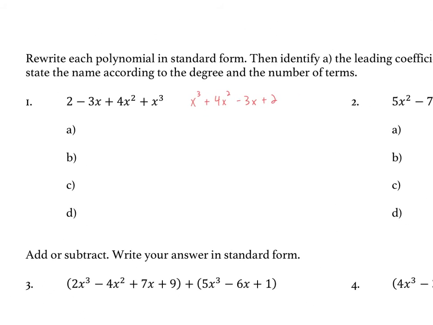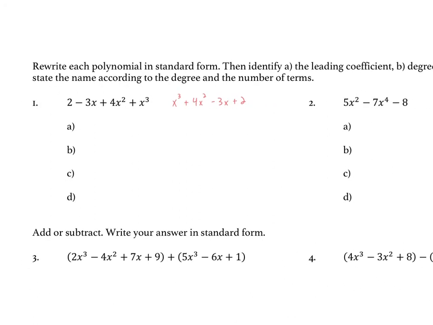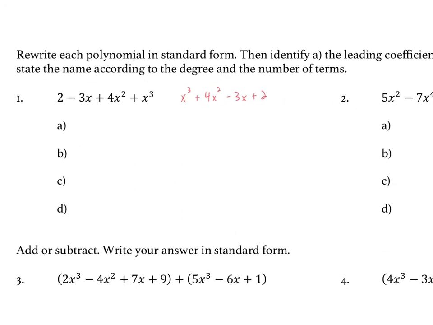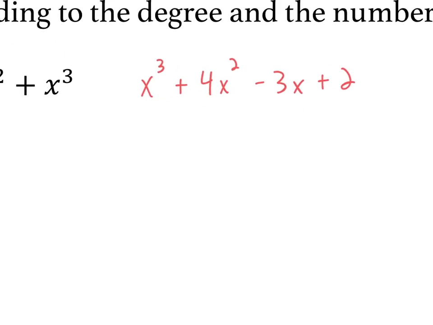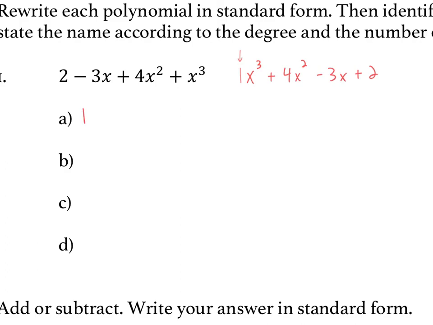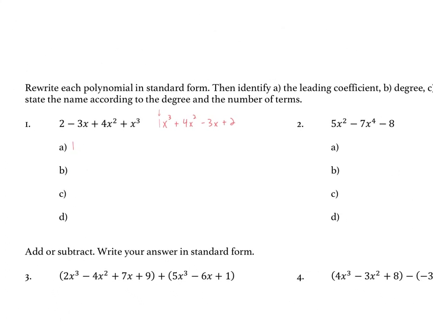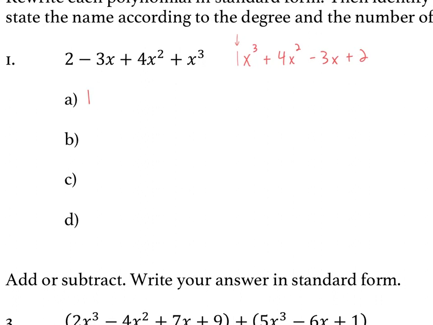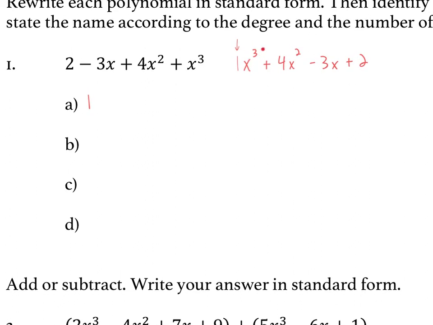Okay, and then the directions say for A, find the leading coefficient. The leading coefficient is just the first number you see. Since it's just x cubed, there's really a 1 here, and that's the leading coefficient. The next thing they say to find is the degree. The degree is just the biggest exponent, and that's 3. For C, find the number of terms, and there's 1, 2, 3, 4.